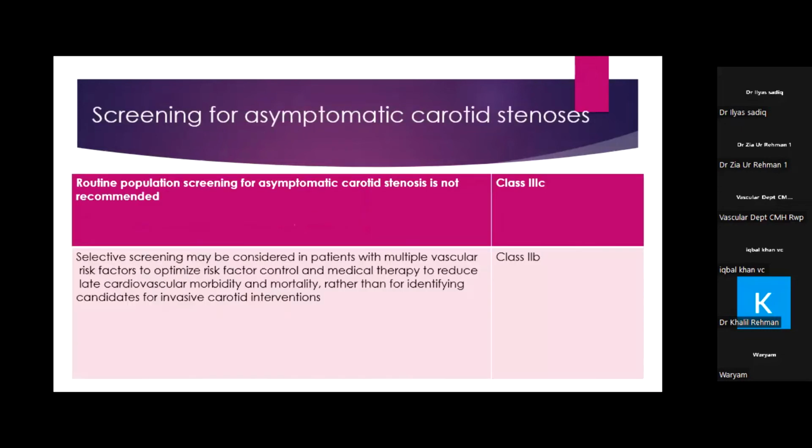Now, the screening for asymptomatic carotid stenosis. Routine population screening for asymptomatic carotid stenosis is not recommended, although this is classified as class 3C. Selective screening may be considered in patients with multiple vascular risk factors to optimize risk factor control and medical therapy to reduce the late cardiovascular morbidity and mortality, rather than for identifying candidates for invasive carotid interventions. This is classified as class 2B.